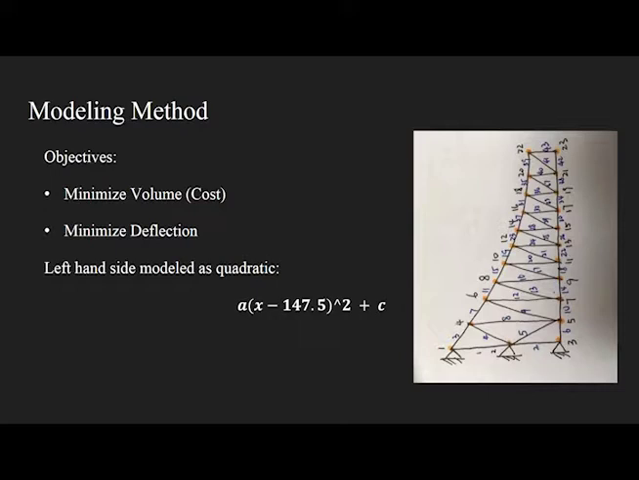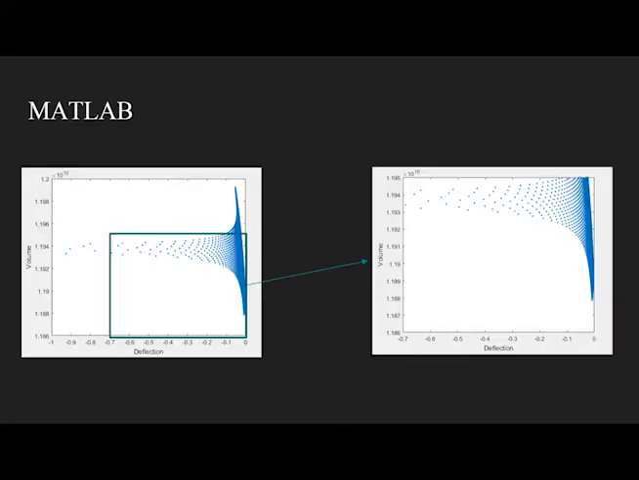Using MATLAB, we can iterate different values of a and c, and using the resultant volumes and deflections, plot that all together in a graph. As you can see on the right, we're zooming in to the points that have lower volumes and lower deflection. That's what we're trying to optimize and minimize.